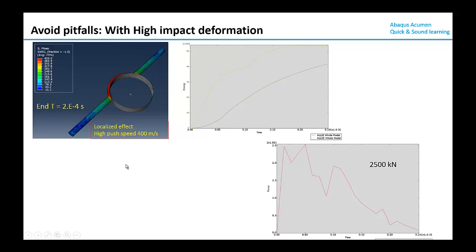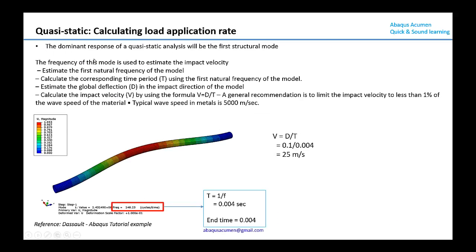So we have come up with this tutorial. It shows how to decide the end time based on the frequency and then set up the deck in the explicit solver. As I mentioned, the dominant response of a quasi-static analysis will be the first structural mode for this kind of beam structure. In the background, I already conducted the modal analysis, that is the frequency analysis, and extracted the frequency for this condition of a fixed beam.